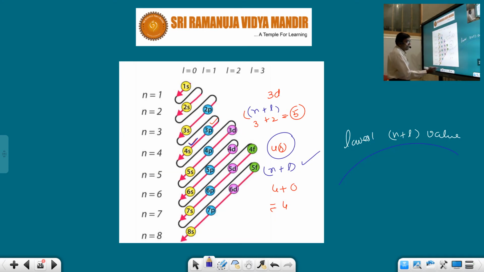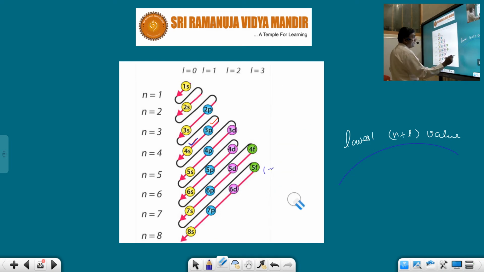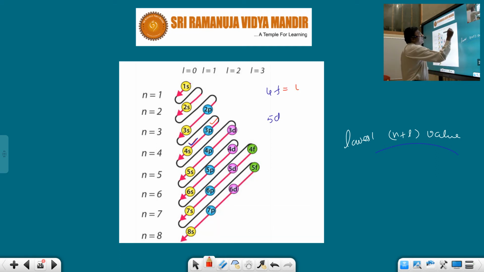See here. Now we will wipe off this part and work out one example which has the same n plus L value. Let us take 4f and 5d. Now let us see the n plus L value. In this case n plus L value will be 4 plus 3. Here in this case 5 plus 2. But both will be the same.